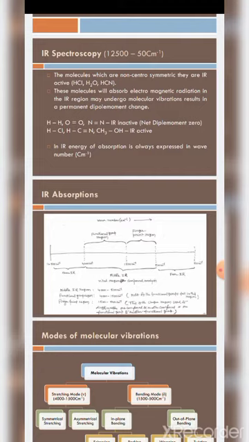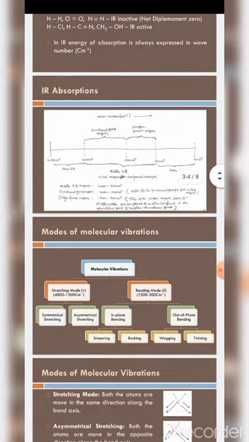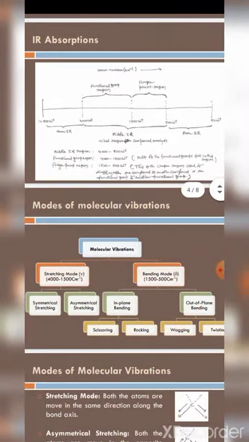In IR, the energy of absorption is always expressed in wave number. So we can measure this IR energy in terms of the wave number. You can see here a diagram. Here we have divided the IR into three parts, that are near IR, middle IR and far IR regions. So let's see the ranges.